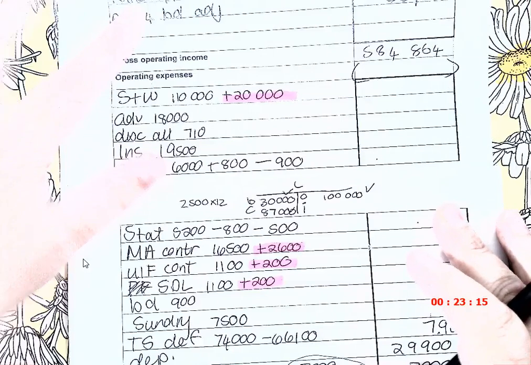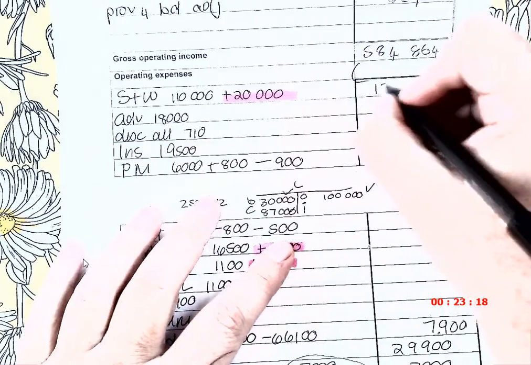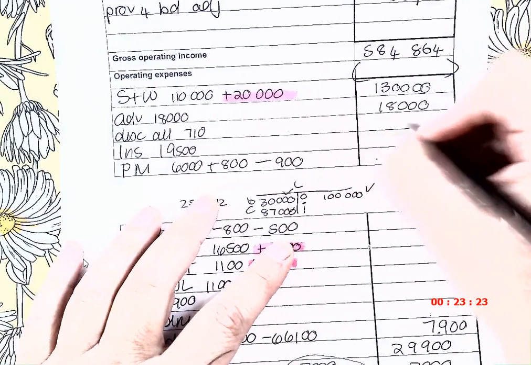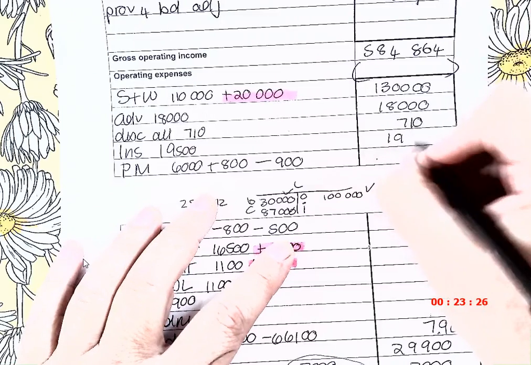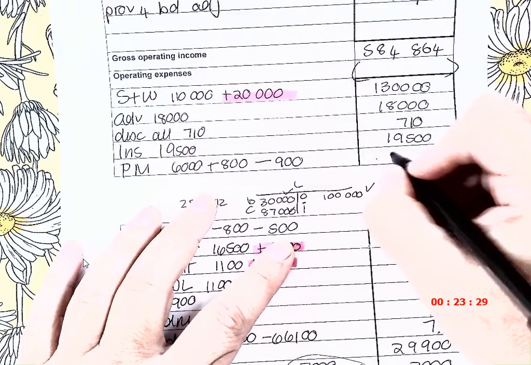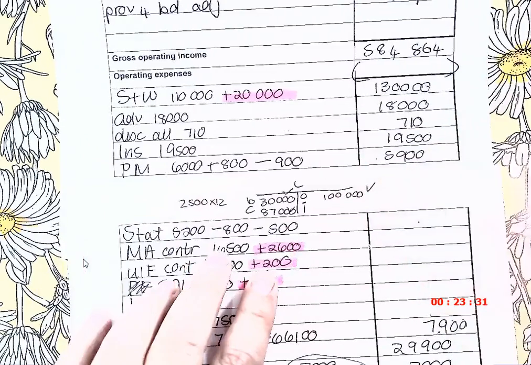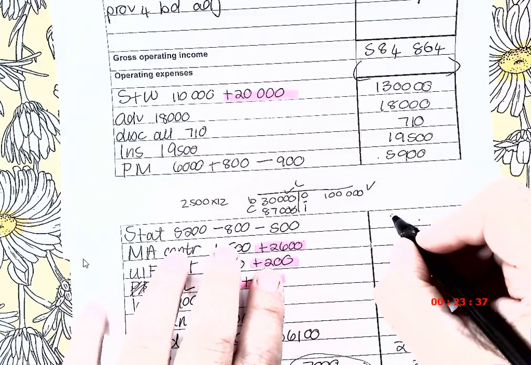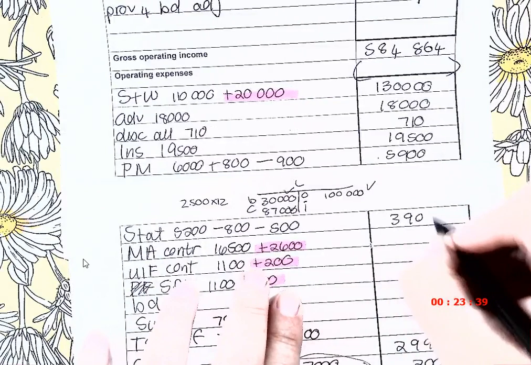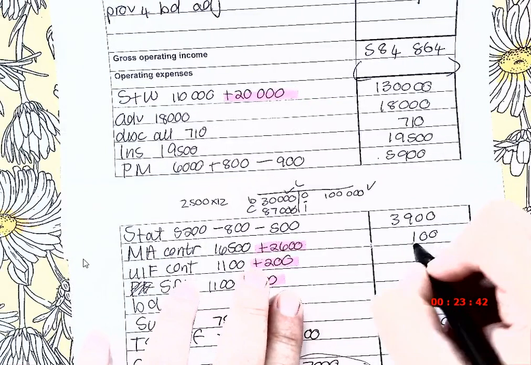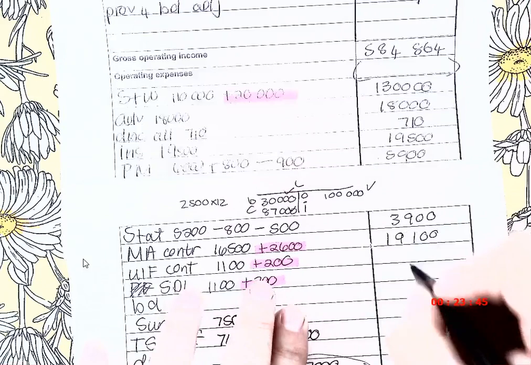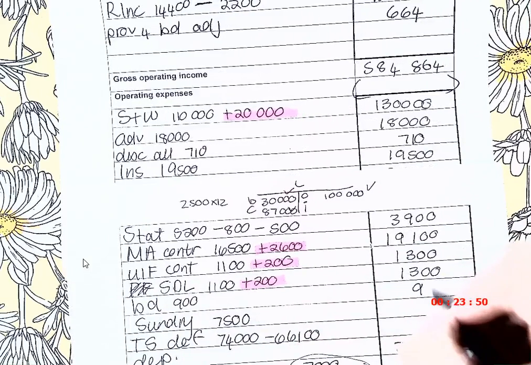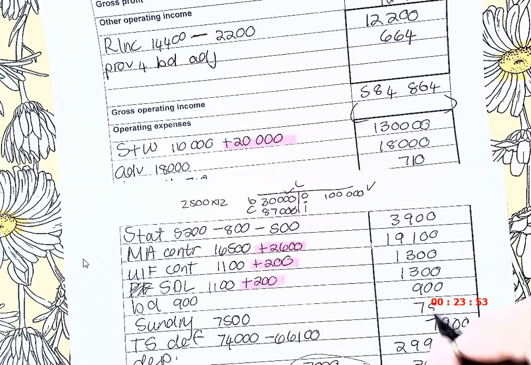So, this is going to give me 130, 18, 710, 19.5, 5.9. What is this? 1.3. So it's going to be 3.9. 3.9. This is 1.3. It's 19. 1.3. 1.3. 900. 7.5. And now I block and top.